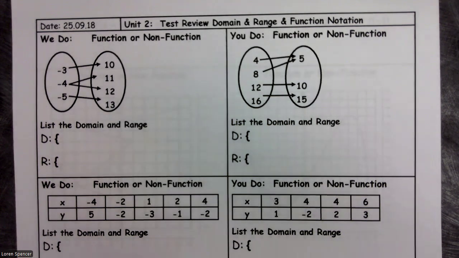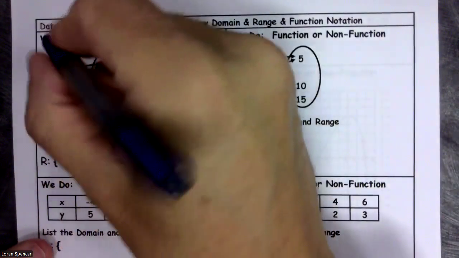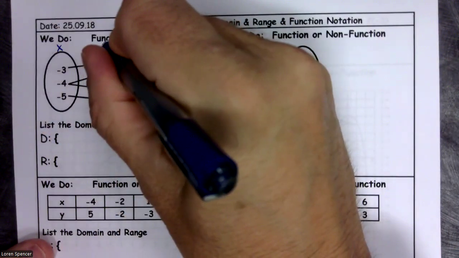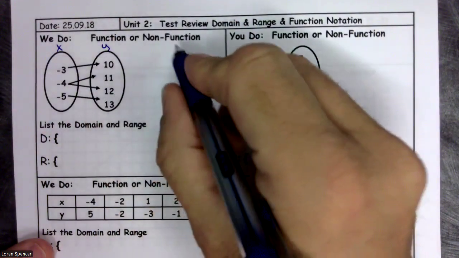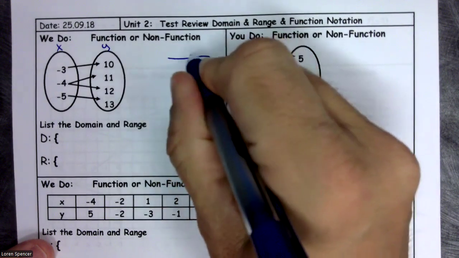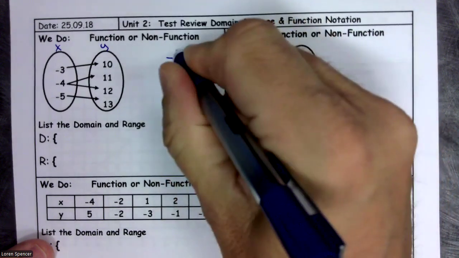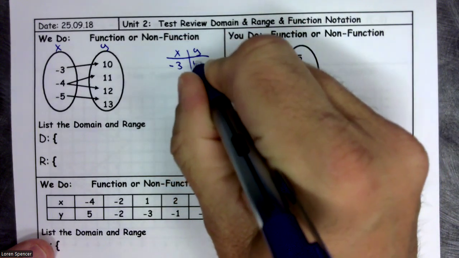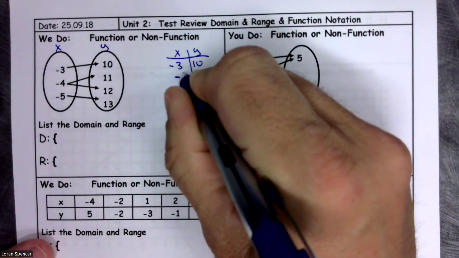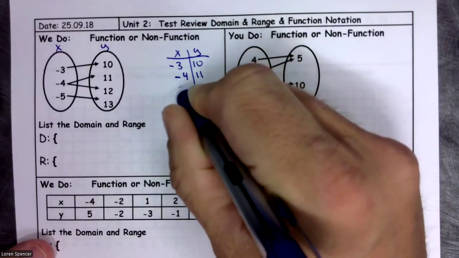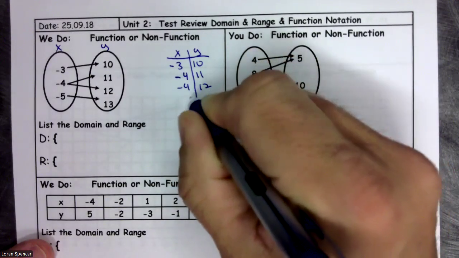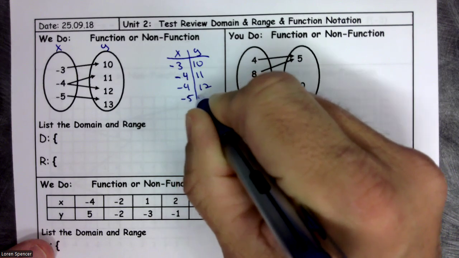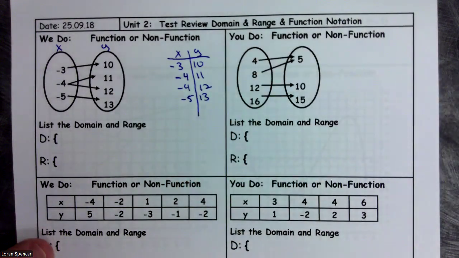So a lot of times we have these mappings, and I'm really bad about this, but the first one is the X, the second one is the Y. I should be labeling those. The easiest way for me to approach this is to make a T-chart of X and Y values. So I see that -3 maps to 10, -4 maps to 11, and -4 maps to 12, and -5 maps to 13.